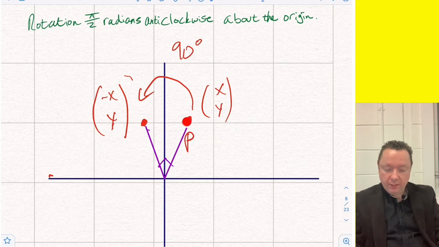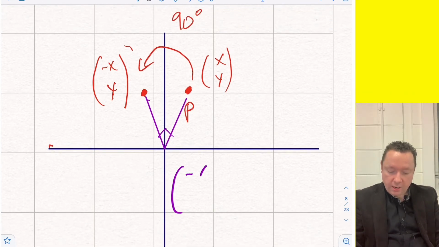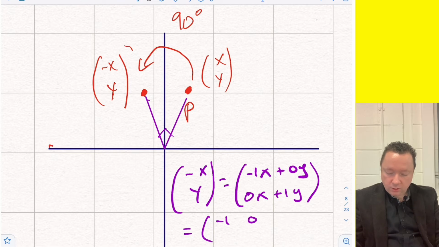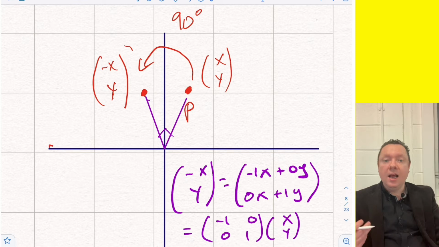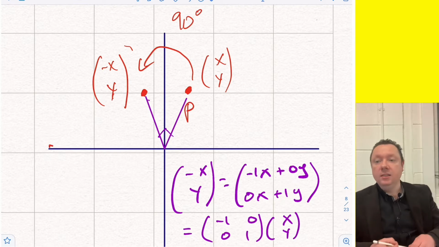So if we take our point and we go 90 degrees this way, then x becomes minus y, but y becomes x. So we can work out our transformation matrix. Minus y, x equals minus 0x plus... minus 1x plus 0y, and 0x plus 1y. So that equals our transformation matrix minus 1, 0, 0, 1 times x, y. So our transformation matrix for pi over 2 radians anti-clockwise rotation about the origin is minus 1, 0, 0, 1.